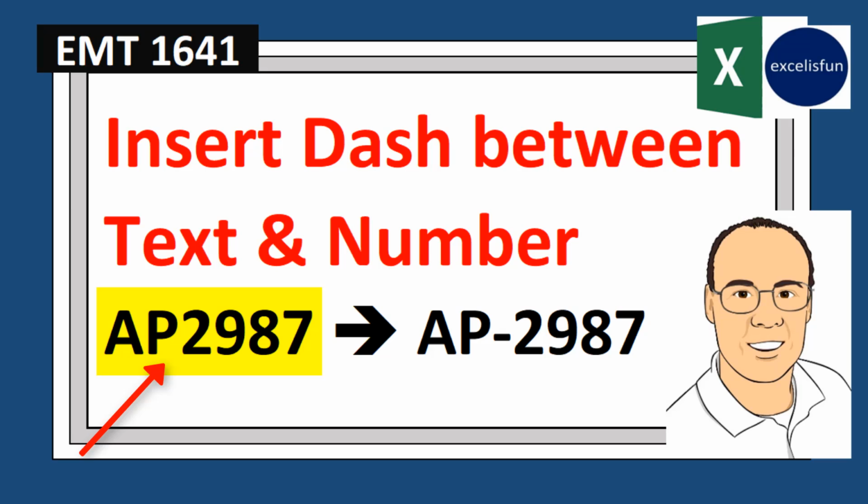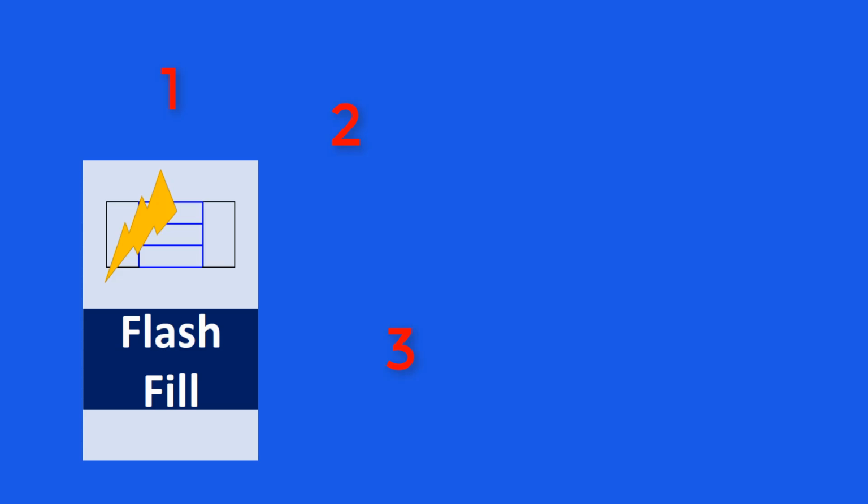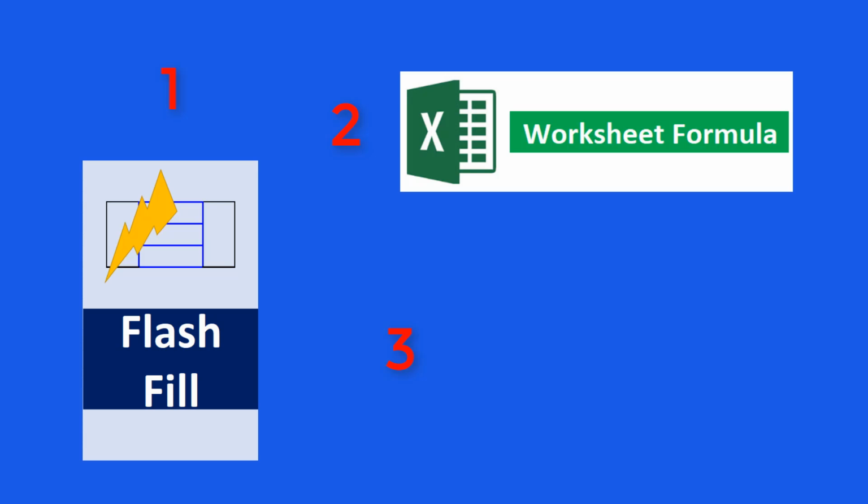We want to see how to take text and insert a dash after the text and before the number. And we're going to see it 3 ways: flash fill, worksheet formula, and Power Query.